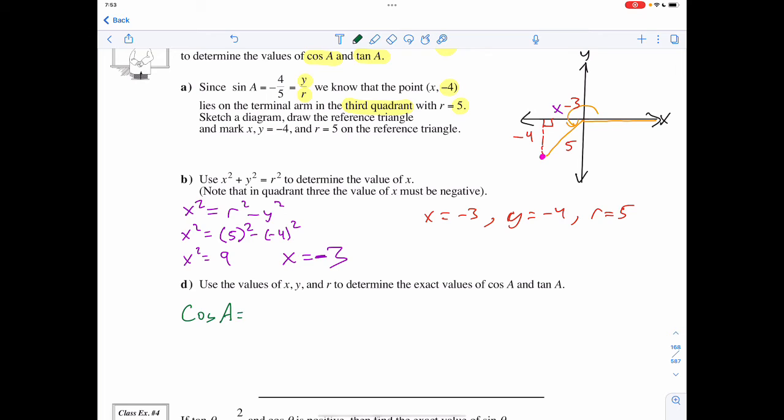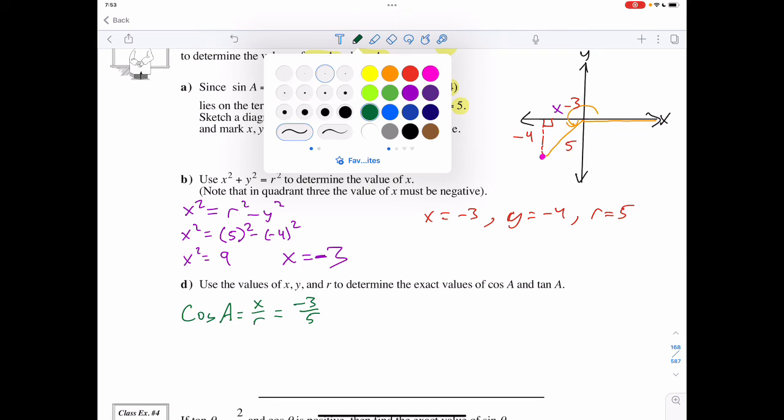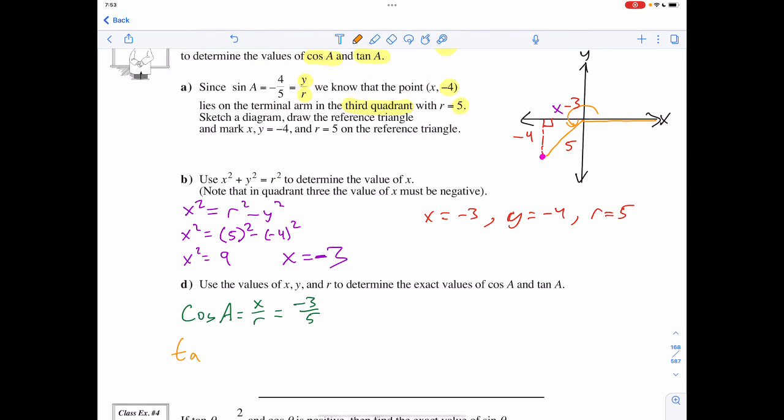Cos of A would equal my x value over r, or -3/5. Tan of A would be my y over x, or -4/3, which is the same as +4/3 because tan should be positive in this quadrant.